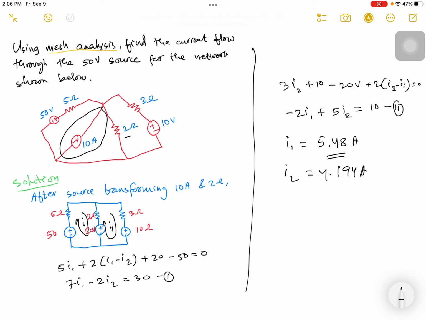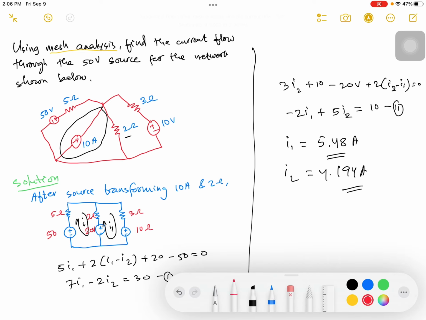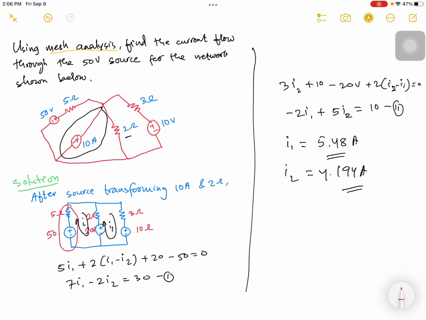4.194 ampere. So now through the 50 volt source, or through this one at the left hand side, that's the current I1. So this one will be our answer.